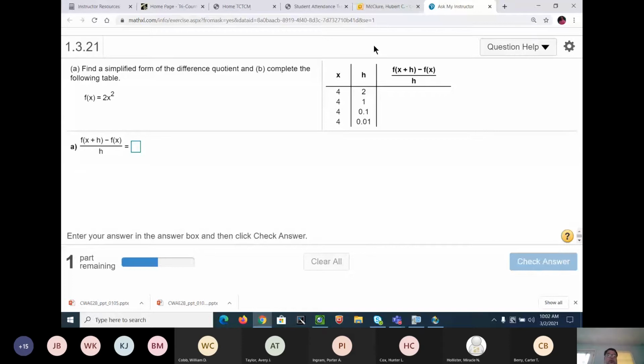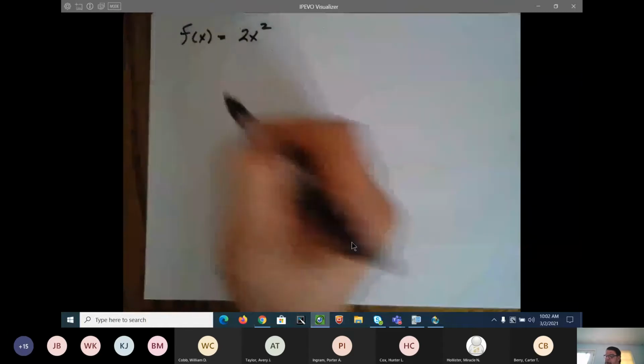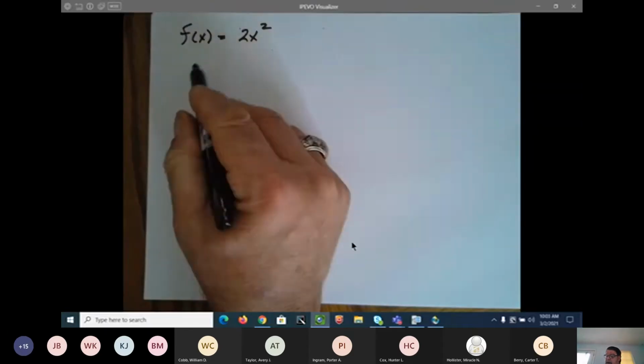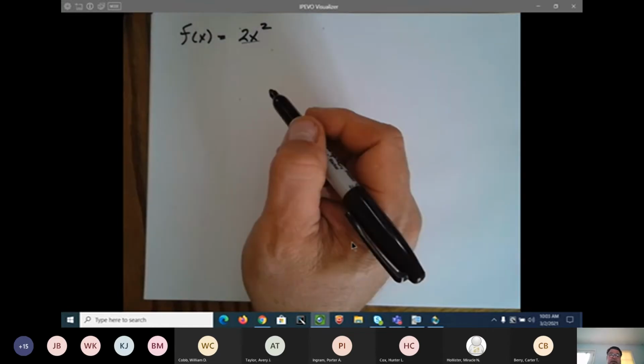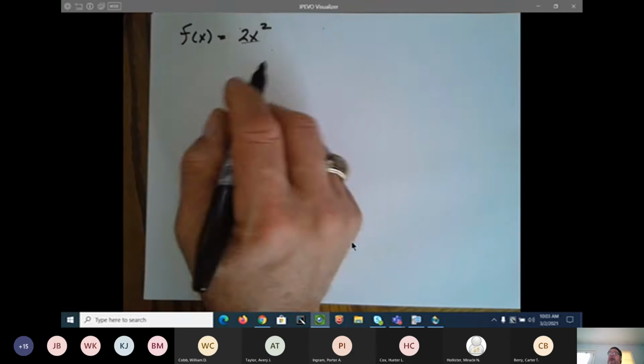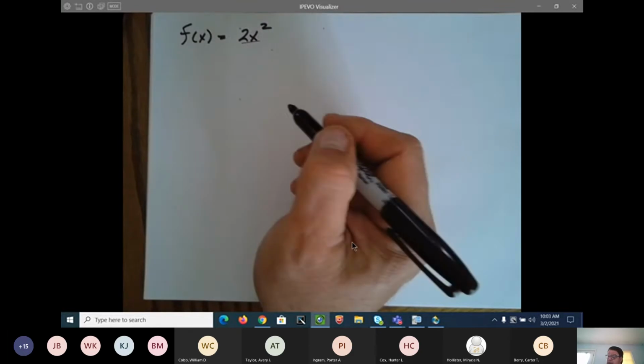All right, so here we go. f of x is equal to 2x squared, and this is a test question. I don't like the way they do it, so we're not going to do this, we're just going to do this, okay? They want you to use the difference quotient and find basically the derivative of 2x squared, which is 4x. I can go ahead and tell you it's 4x, but we're going to do it like they want us to do it.